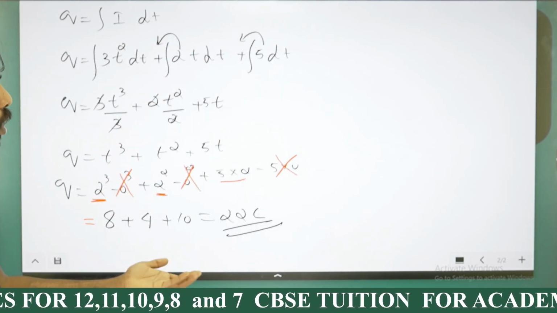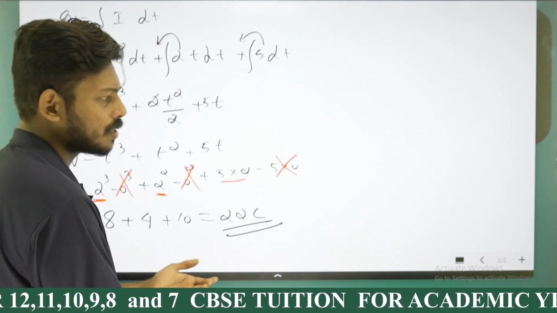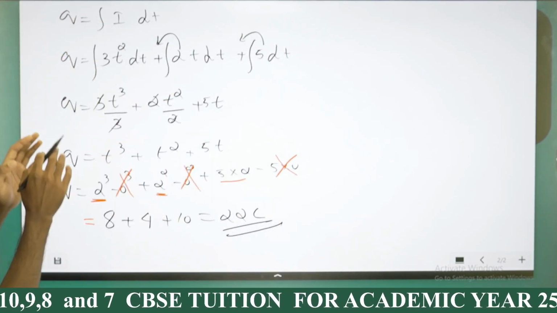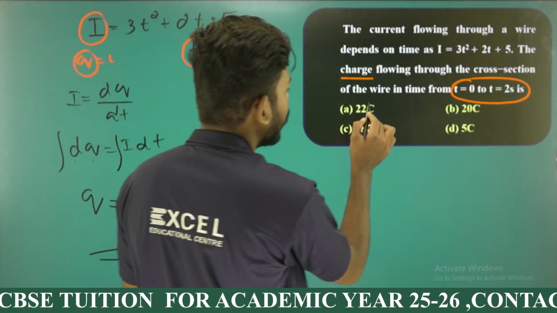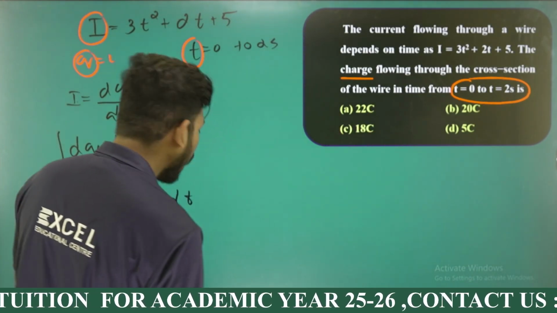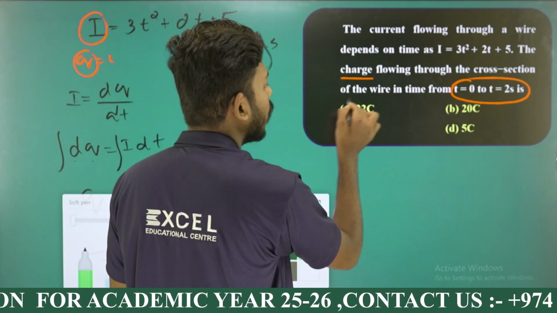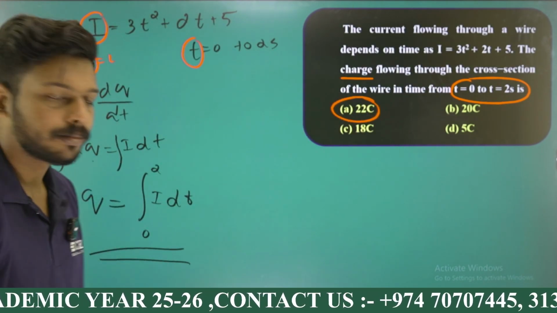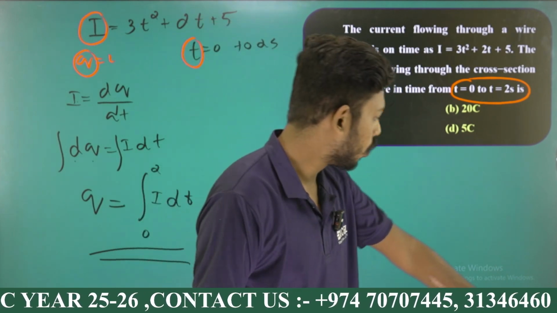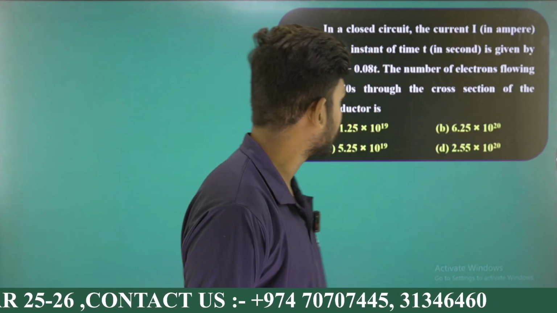Okay, so it's actually a very basic question. There is nothing to worry about. It's a very simple one. So the answer will be something like this. You can see it in the option: 22 coulomb. The answer is 22 coulomb, option A. Okay, so I think you are all good. So we can go to the next question.